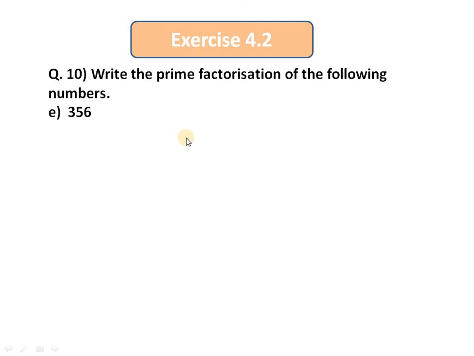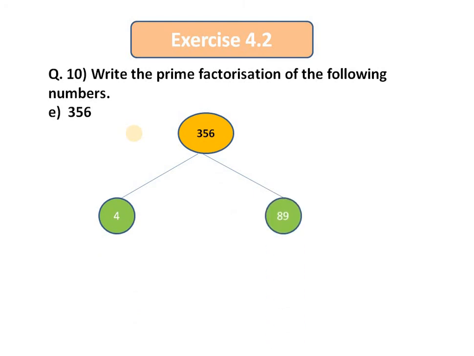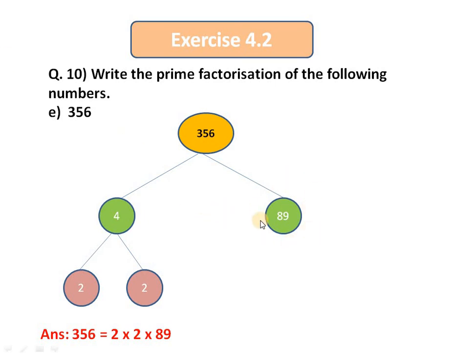E part we are going to do now. That is 356. Now we are going to write it down like this. 356 we will split into two parts. Then here we have got, after multiplying, 4 multiplied by 89. Then we can furthermore write down 2 multiplied by 2 for 4. And for 89, that is already a prime number, so no need to write for 89. We will write it down like this. 2 multiplied by 2, 4. 4 multiplied by 89 will give you 356.